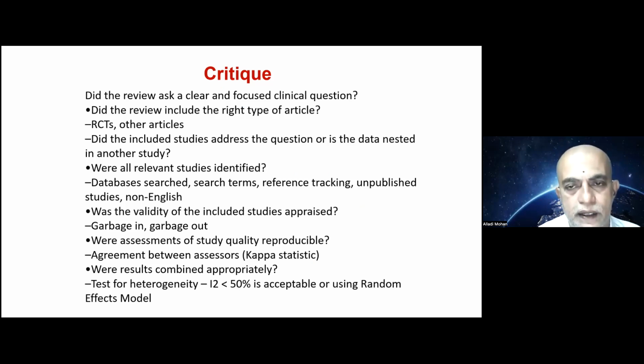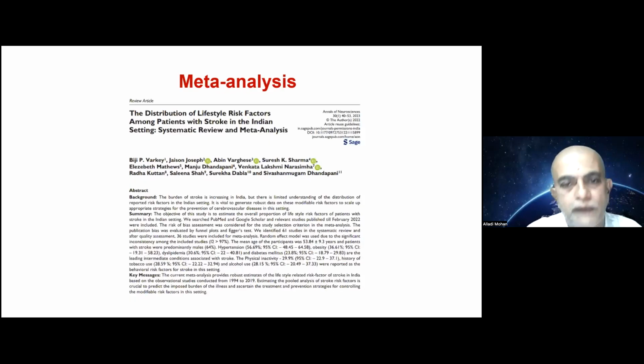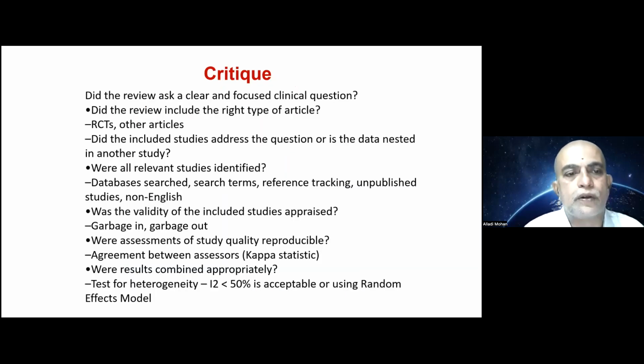Did the review ask a clear and focused clinical question? Yes. What is the distribution of lifestyle risk factors in patients with stroke in the Indian setting? So, what articles were picked up by the authors who did the meta-analysis? Did the review include the right type of article? RCTs, other articles? Did the included studies address the question, or is the data nested in another study?